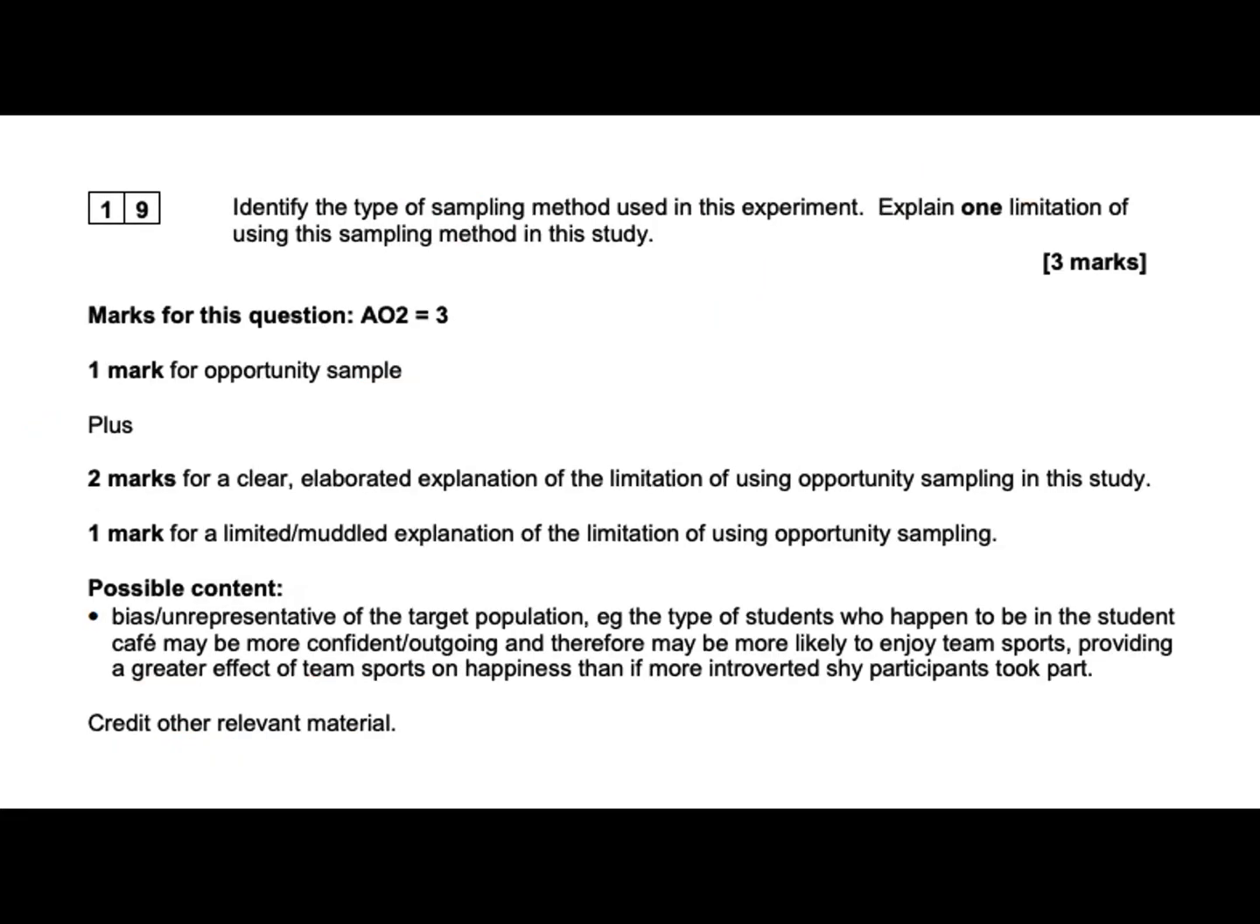All right, question number 19. Identify the type of sampling method used in this study and explain one limitation of this sampling method in this study. So you got 1 mark here for correctly stating an opportunity sample, and then you got 2 marks if you explained a limitation of opportunity sampling in the context of this particular study.